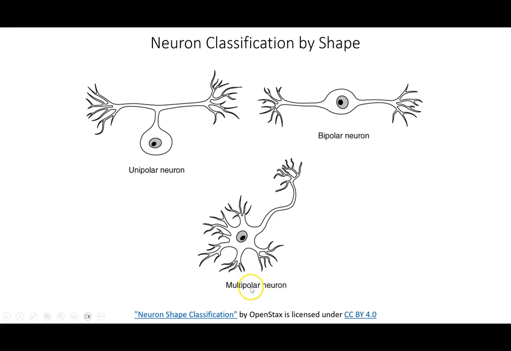And then a multipolar neuron, this is more like what we've seen as an example of an actual neuron for the rest of this chapter that we've discussed so far. So we have these multiple dendrites branching off, and then this axon with the axon terminal.